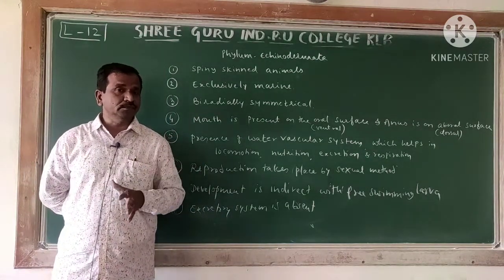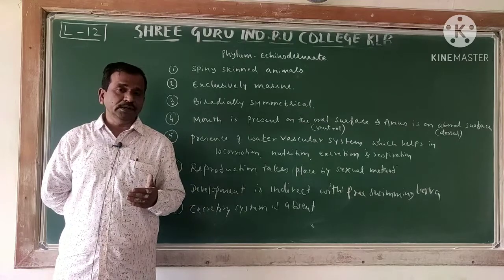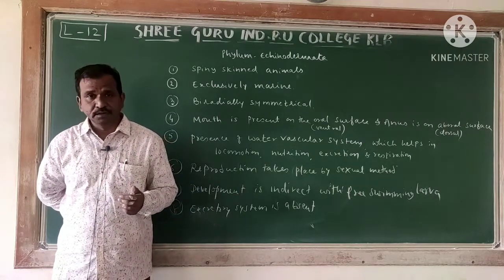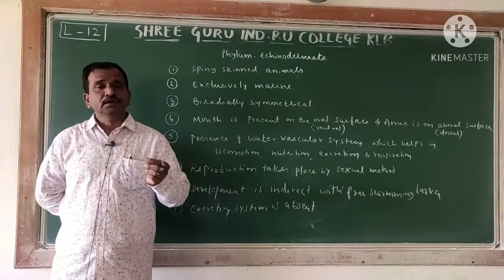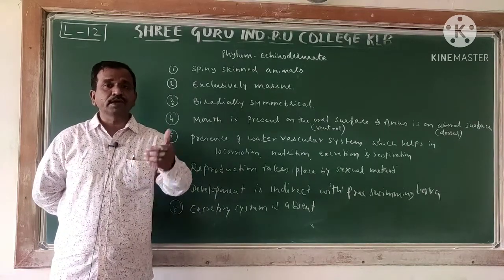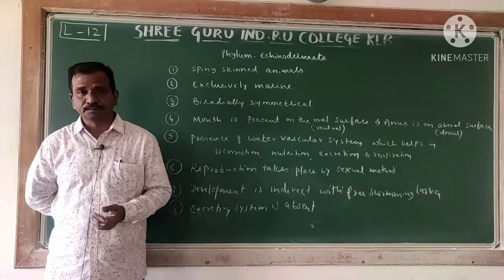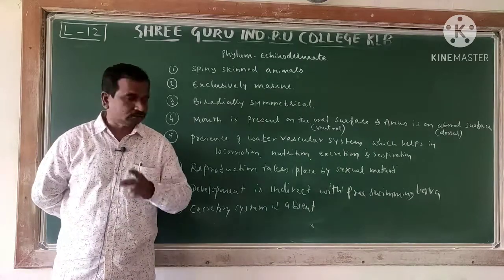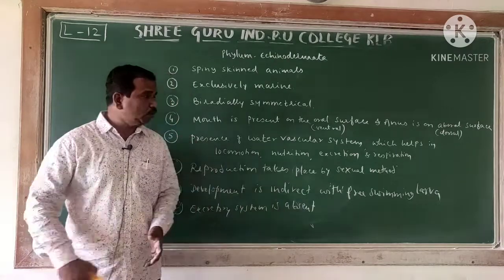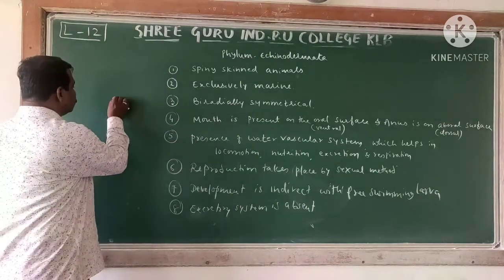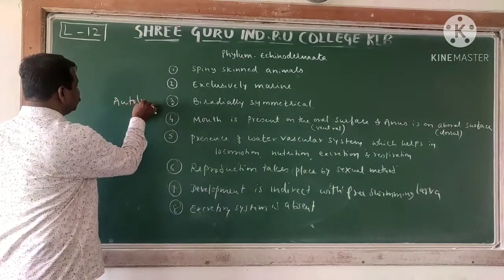It is very sensitive, and we can observe that the regeneration of the arm also takes place. Self detachment of the arm, which we observe in the case of starfish, is called autolysis. This is a separate character that I am telling you about: starfish normally exhibit autolysis.